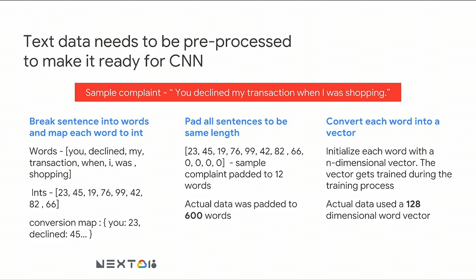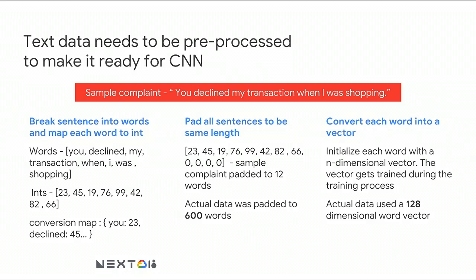The first thing we do is we break the sentence into individual words, and so that would be you, decline, my, transaction, etc. And then we map these words into integers. So we could say that you corresponds to 23 and decline corresponds to 45 and so on. And this can be arbitrary. You can choose any of them. You just need to save this mapping for later, so if you want to convert the integers back to words, you can do that. So now we have our complaints represented as integers.